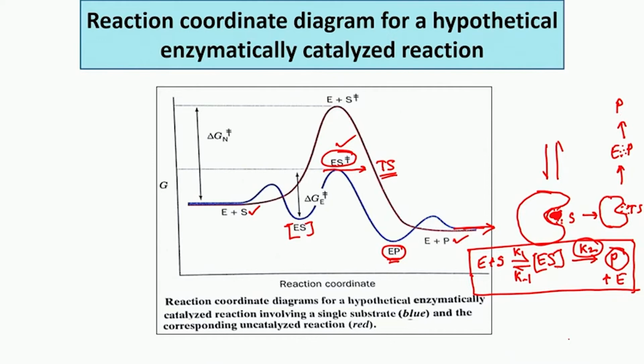comes and binds. Now, out of these three, S, then TS and the product, which is most stabilized by the enzyme? The answer is that it is the transition state that is most stabilized by the enzyme, because this goes down a little bit and this also goes down a little bit. They are also slightly stabilized, but to have the lowering of the activation barrier, you need much more lowering of the activation of the transition state than in the uncatalyzed reaction.